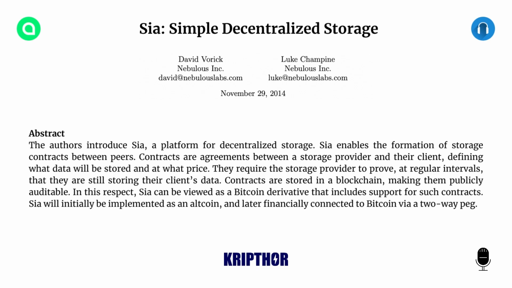Contracts are stored in a blockchain, making them publicly auditable. In this respect, Sia can be viewed as a Bitcoin derivative that includes support for such contracts. Sia will initially be implemented as an altcoin, and later financially connected to Bitcoin via a two-way peg.